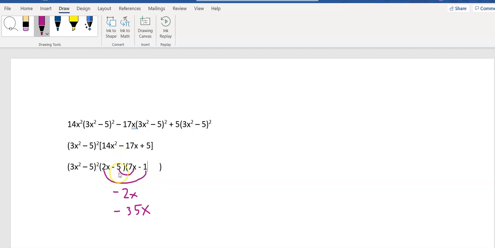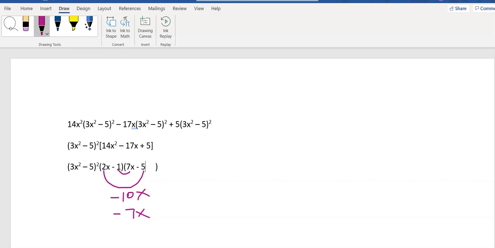But before I discard my choices, I need to switch the position of the 5 and the 1 and see if that works. So I'm just going to erase this for the moment, go back, and switch this to a 1 and this to a 5. If I check the outside first in my FOIL, 2x times minus 5 is negative 10x. And if I check the inside, negative 1 times 7x is negative 7x, and that does add to the middle. So here is my answer.